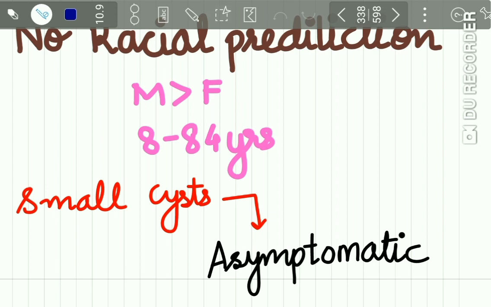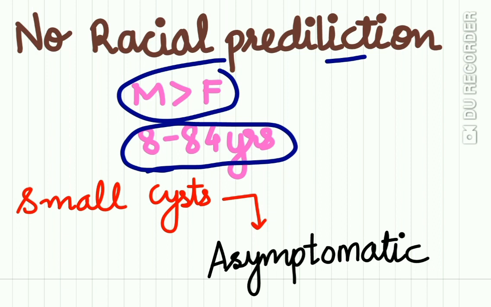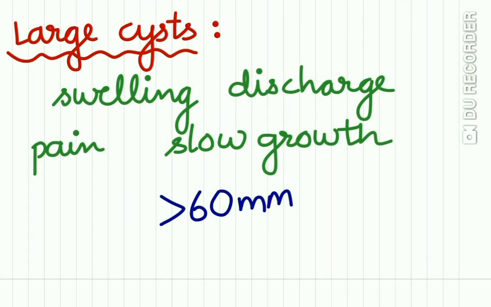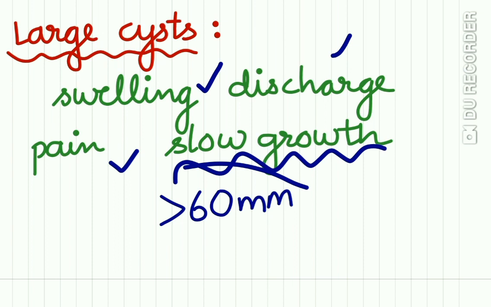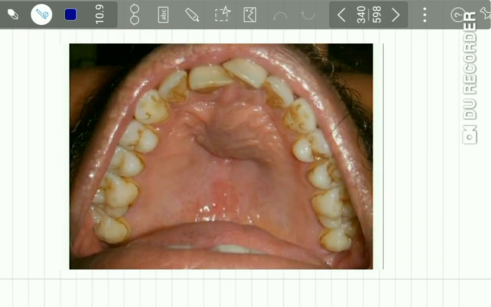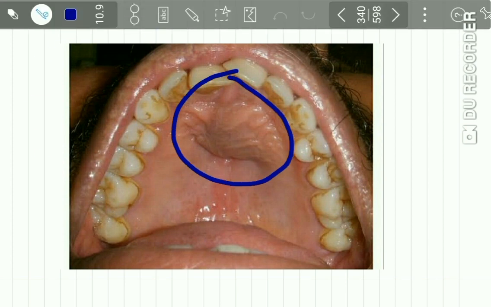Clinical features: there is no racial predilection. Males are affected 18 to 20 times more than females. It occurs in a wide age group from 8 to 84 years. Small cysts are mostly asymptomatic, while the larger cysts may cause swelling, discharge, and pain. The rate of growth of the cyst is slow. Seldom does the cyst become more than 60 mm in size. So here you can see the nasopalatine duct cyst involving the anterior maxillary region.